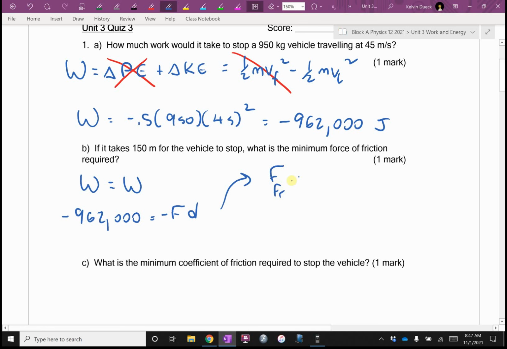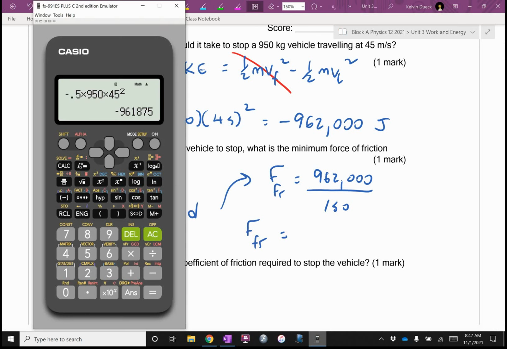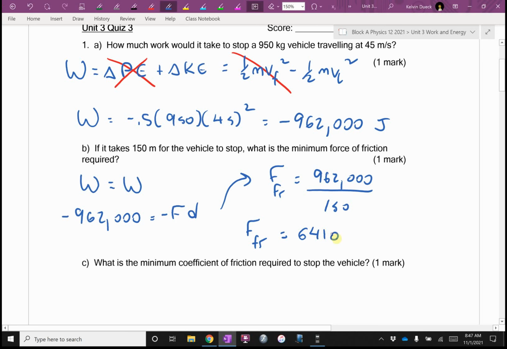The force of friction equals 962,000, using my answer button, divided by 150. The average force of friction is 6,410 newtons.